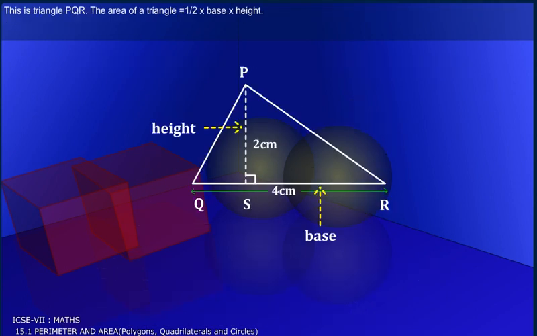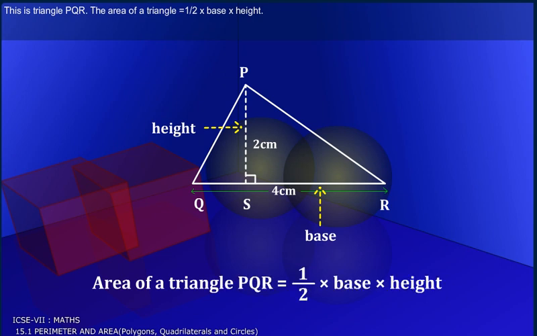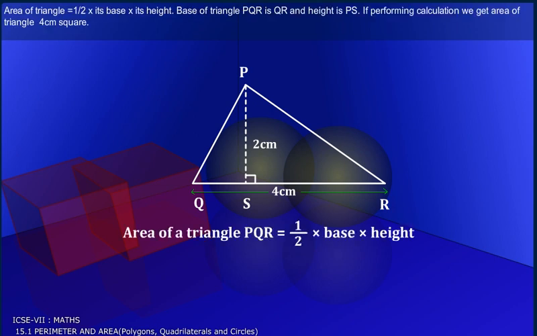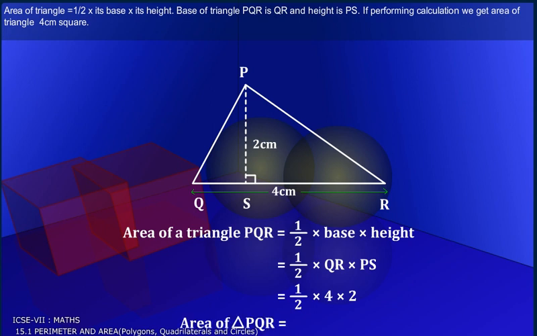This is triangle PQR. The area of a triangle is equal to 1 by 2 into base into height. Find the area of the following triangle PQR shown. Area of triangle is equal to 1 by 2 into its base into its height. Base of triangle PQR is QR and height is PS. On performing calculation, we get area of triangle 4 cm square.